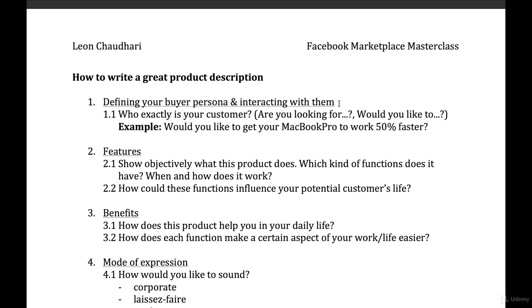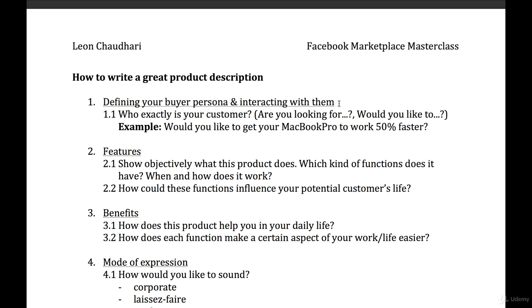Now, in this course, we already talked about defining a buyer persona, but when we write a product description, we first of all want to appeal to the customer. So we basically want to, for instance, ask the customer certain questions which the customer himself has to answer. So who exactly is your customer? That is the first question.